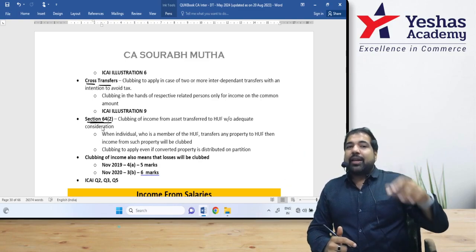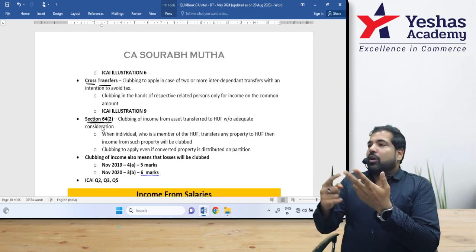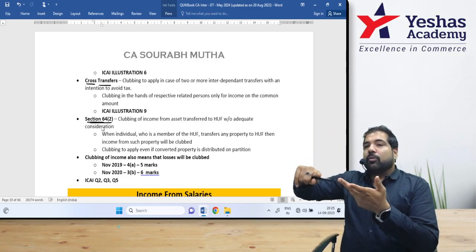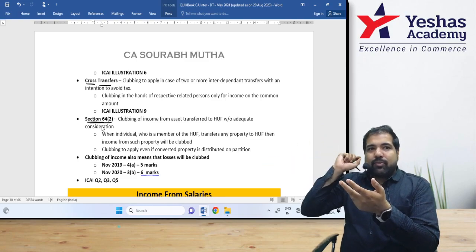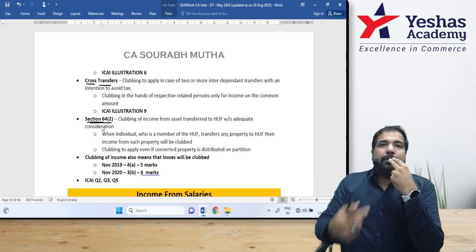Whenever you do clubbing, exempt income will never be clubbed. So agriculture income, no clubbing. Share of profit from a partnership firm, not clubbed. So remember these bits, very important. No tax, no clubbing. First, will you compute or will you add?